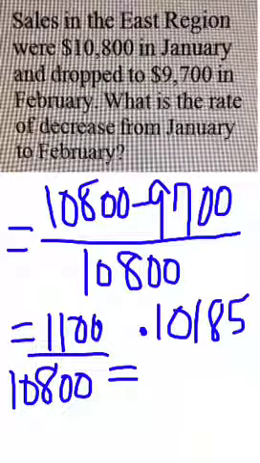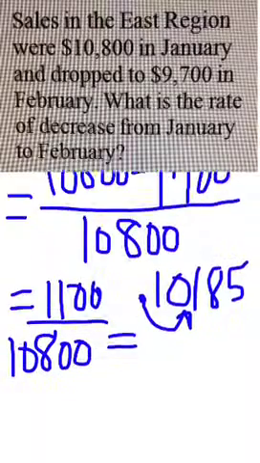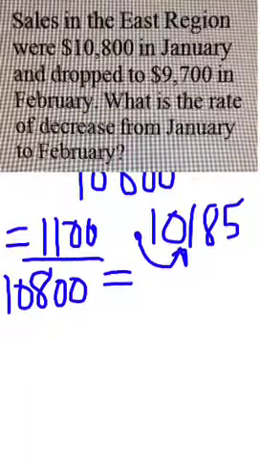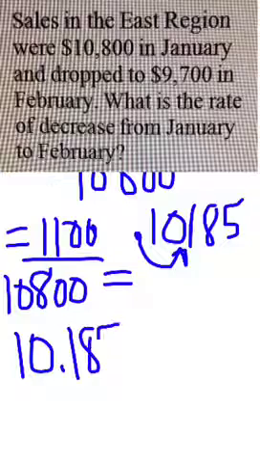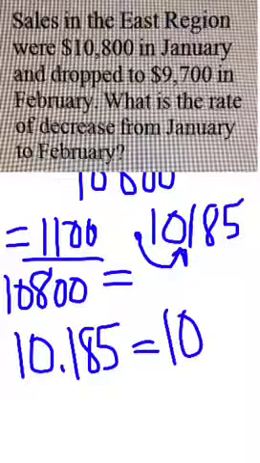Let's round our answer to the nearest tenth of a percent. So first, move your decimal point 2 places to the right. And that will give us currently 10.185. To the nearest tenth of a percent, this would be roughly 10.2%.